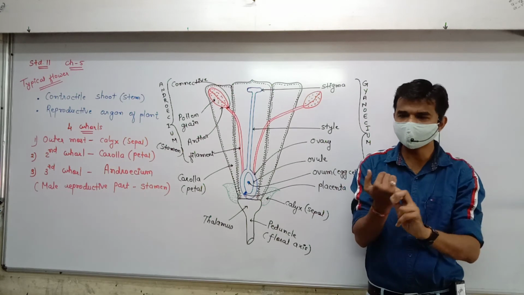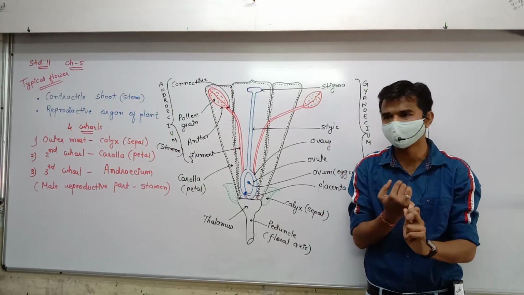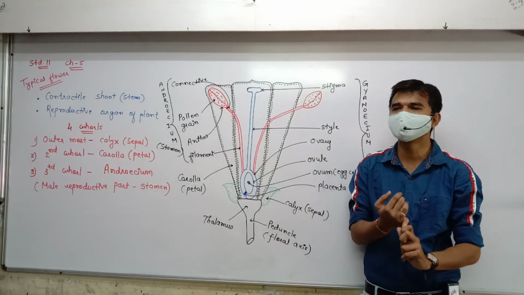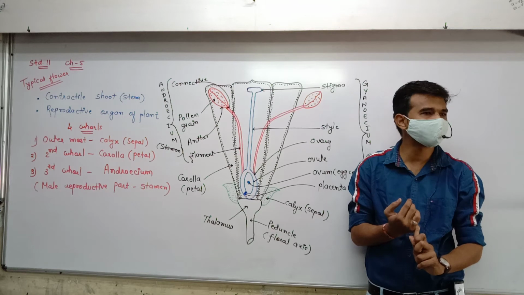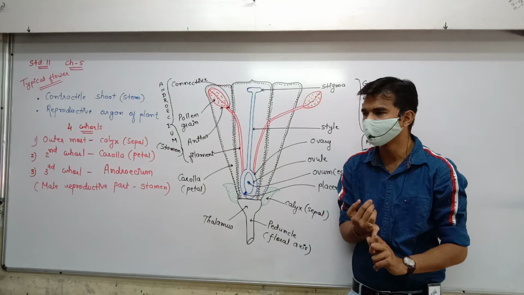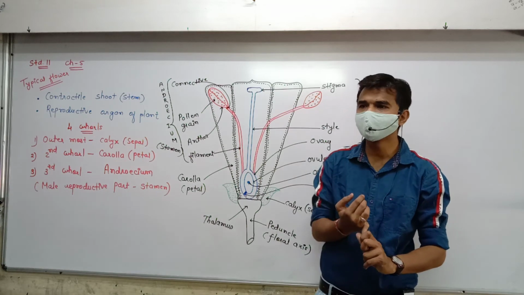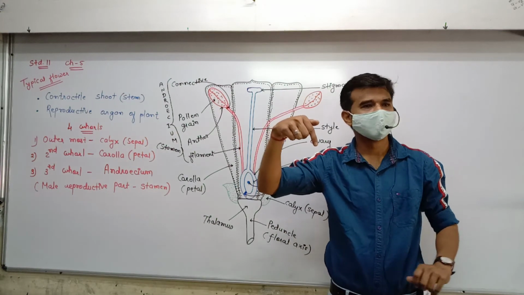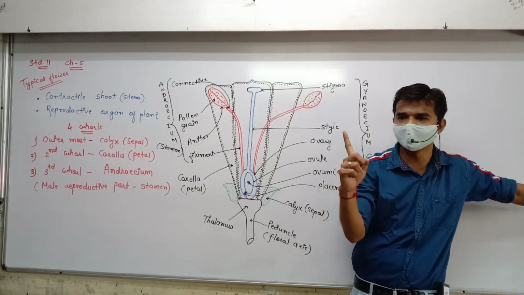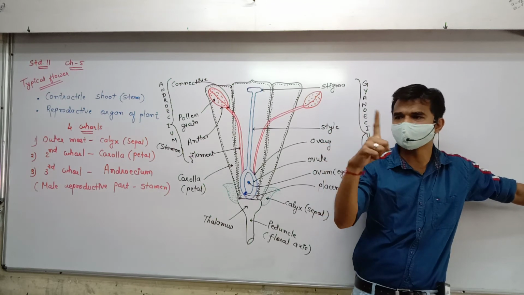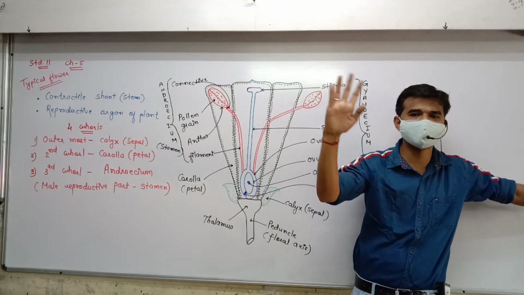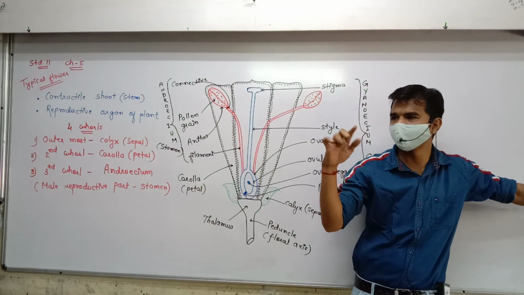So filament and connective both are the sterile part, infertile part. No function of this filament as well as connective in the fertilization process. So now you are thinking, what is the function of it? Filament connects the anther. Filament is connected to the thalamus in such a way that it moves the anther so that anther releases the pollen grain for pollination. This is the main function of the filament.